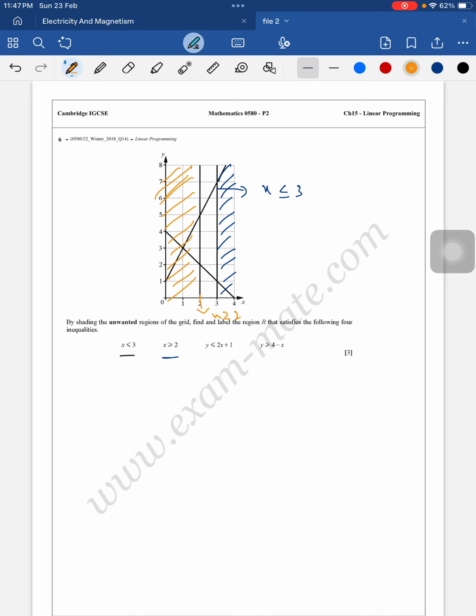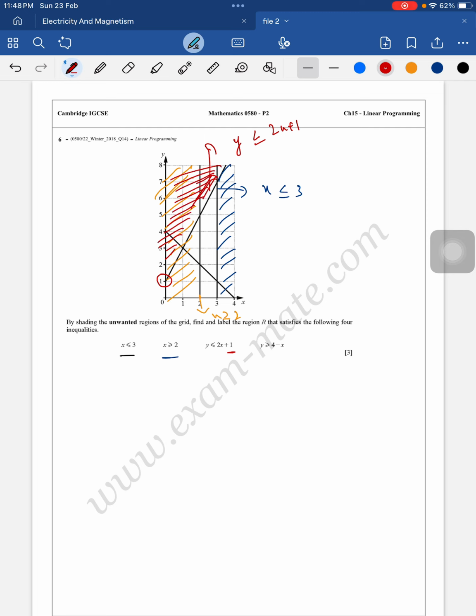Okay, the third is y is less than or equals to 2x plus 1. So here we have y-intercept as 1, right? If I'm comparing this with y is equals to mx plus c, this is the y-intercept 1. So this is the line y is less than or equals to 2x plus 1. If I see the region which is showing greater than, greater than is this part, right? So less than is this part. I want to shade the unwanted, so unwanted part is greater than, right? So greater than will be this part.